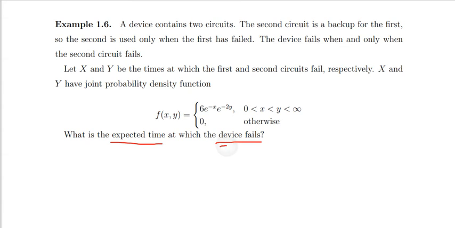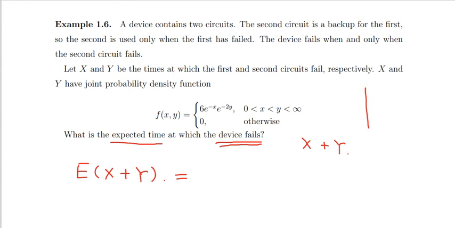So the device's failure time means x plus y, right? Here x is the time the first one works. Then when the first one fails, we add y for the second one, right? So the total time this device will work is x plus y. So we need to find the expectation of x plus y. We have this density function. Such a problem is just integration.